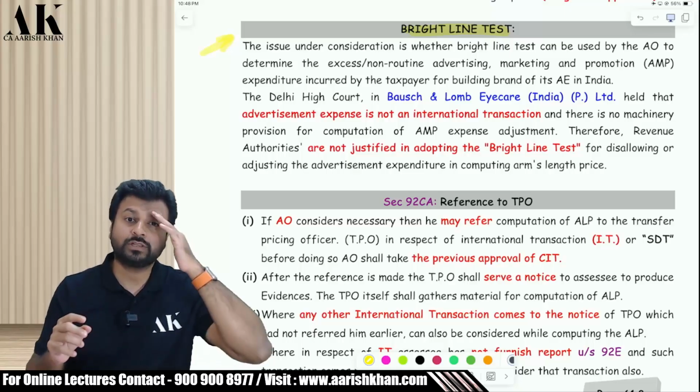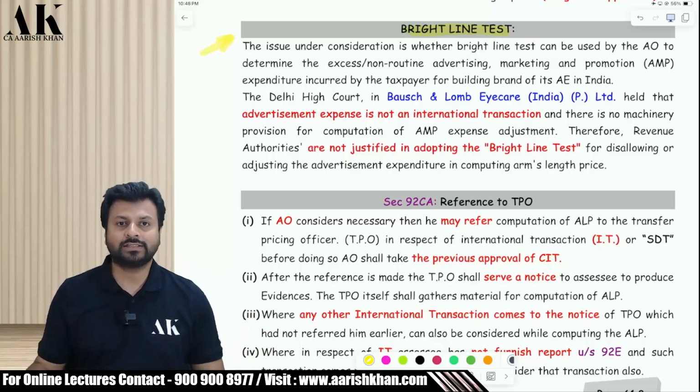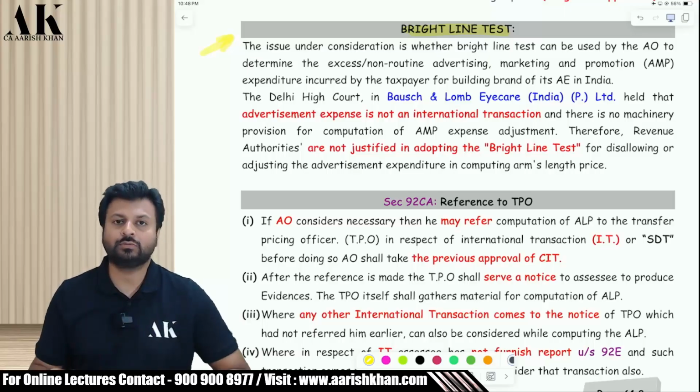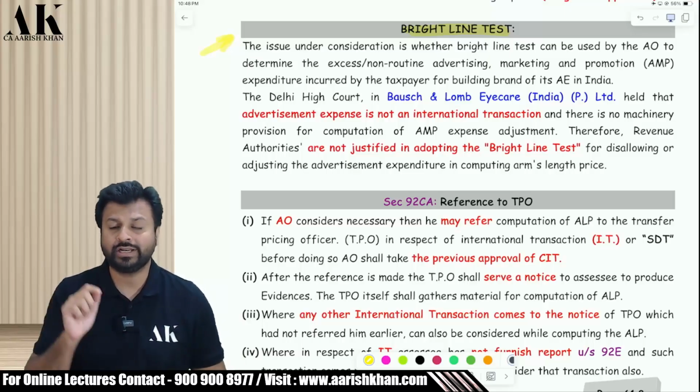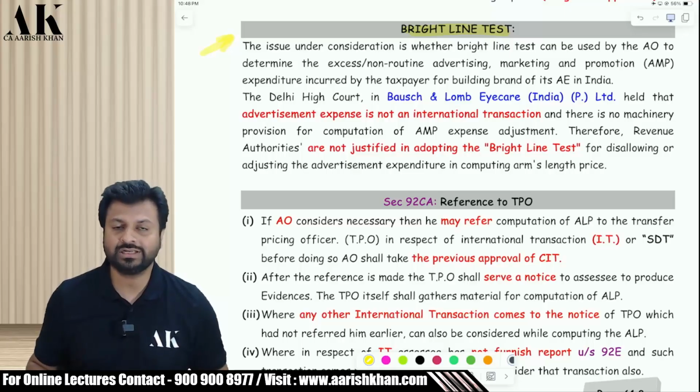Okay. This concept is known as the bright line test. Now, the assessing officer is saying that I'm going to apply this concept of bright line test and disallow the non-routine expense of advertising, marketing and promotion expenses.